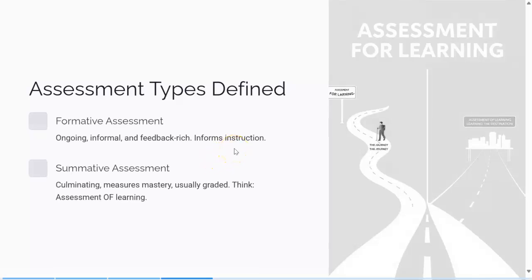So let's begin by clarifying the terms. A formative assessment is conducted during instruction and provides feedback to guide teaching. And summative assessment happens at the end of a learning or topic and evaluates mastery. So what I like to do is think of this as an assessment for learning versus an assessment of learning.